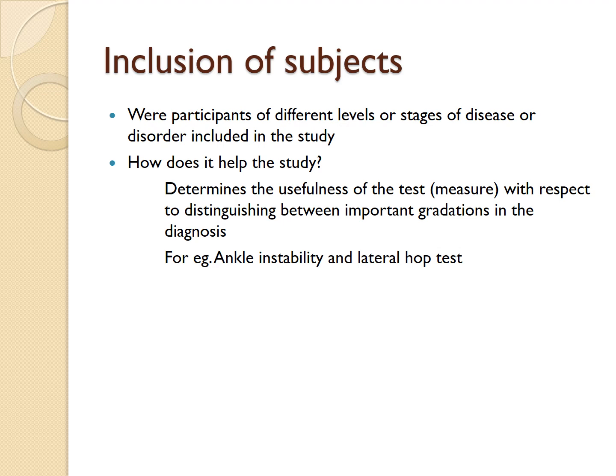So let's talk about the inclusion of subjects. Why is this important? We should always look into whether participants of different levels or stages of disease were included in the study. A test that we are trying to use should distinctively differentiate positive versus negative findings, and if possible, it should also suggest the in-between stages too.